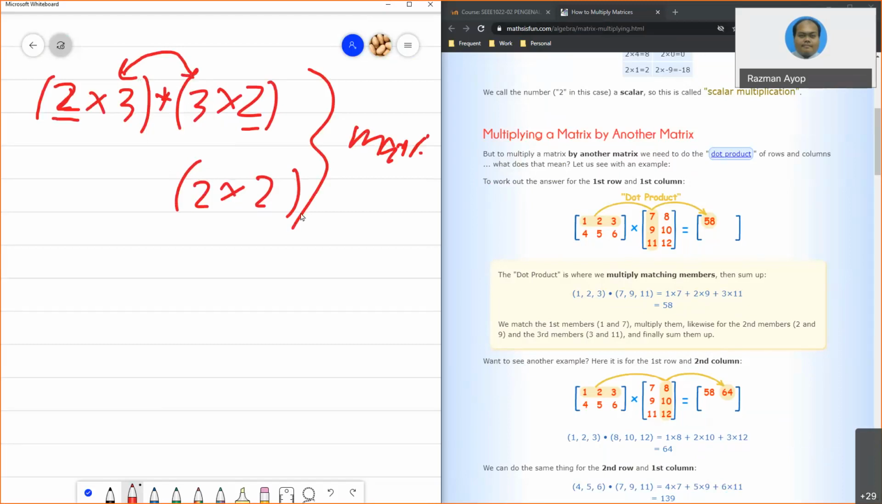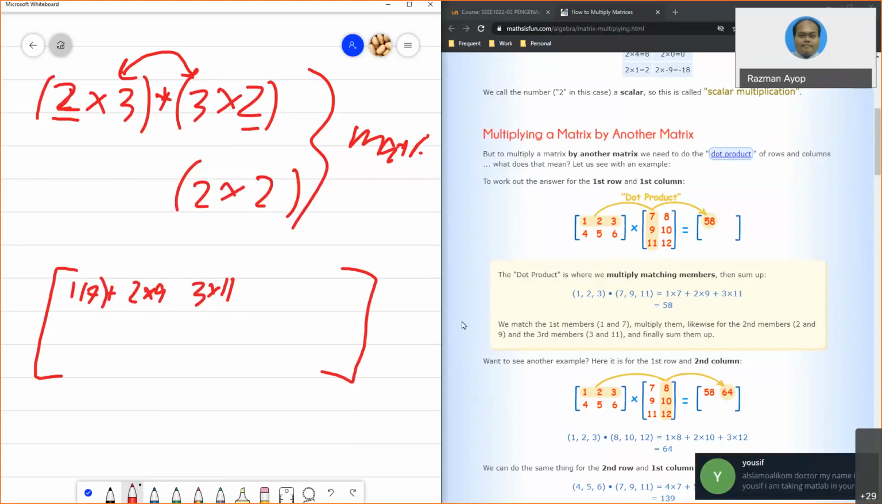When you want to do this, the result is 1 multiplied by 7, plus 2 multiplied by 9, and then 3 multiplied by 11. So you get this point. And the same for this side.